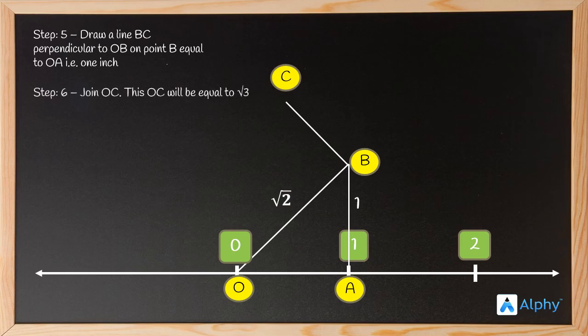Moving ahead, step 6 says join OC. This OC will be equal to root 3. So now we have obtained point C. Just join OC and OC is root 3. So the conclusion from this part is OA equals AB equals 1, OC equals root 3. So till now we have obtained the length root 2 and the length root 3. Now we have to obtain root 5.